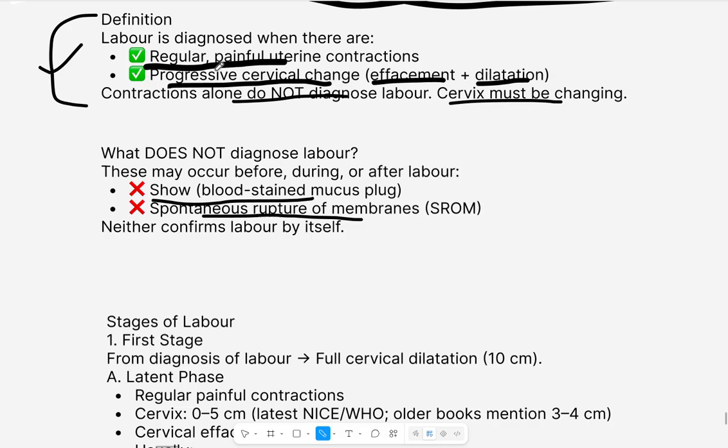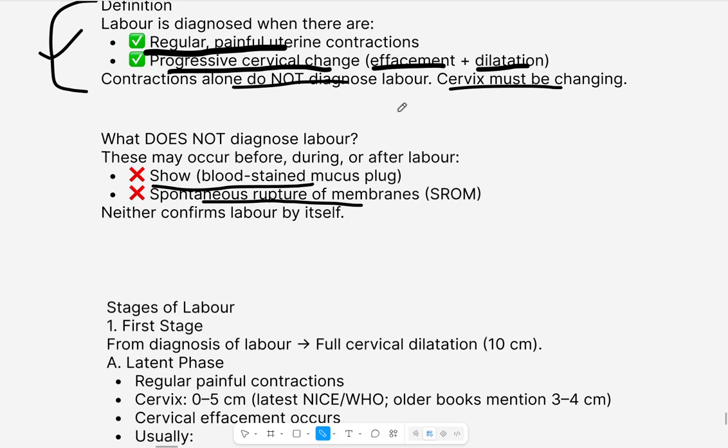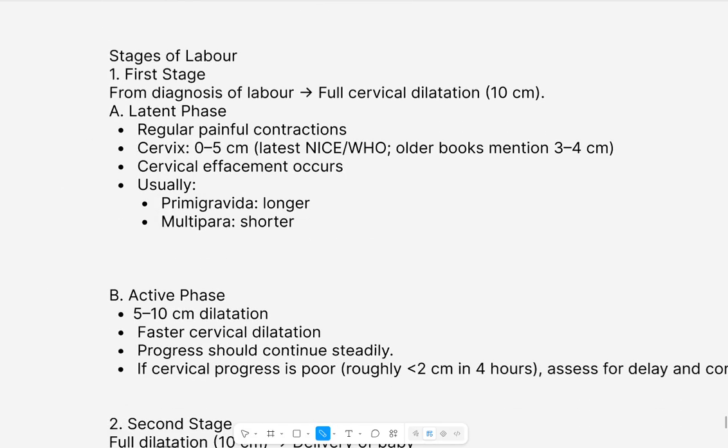For diagnosis to be made, you need regular painful uterine contractions and progressive cervical change, which includes effacement and dilatation. Both. Contractions alone do not diagnose labor. The cervix must change. Now you have stages of labor. In the first stage of labor, you go from the diagnosis of labor to full cervical dilatation, which is 10 centimeters.